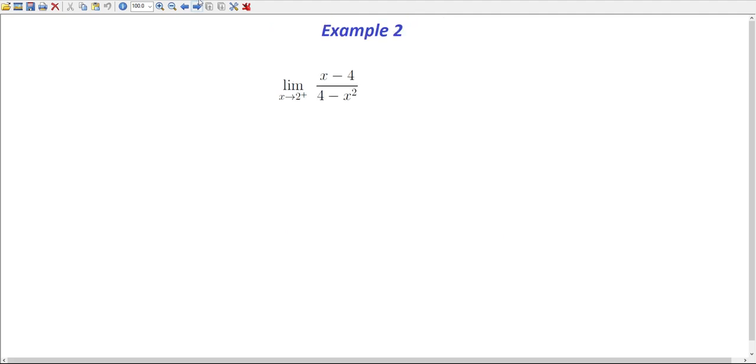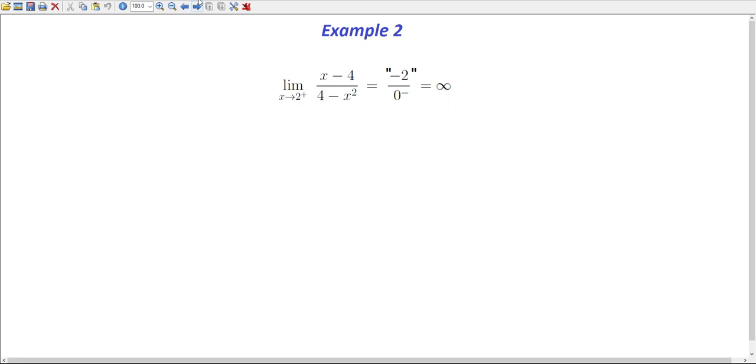Let's look at a second problem. The limit as x goes to 2 plus of x minus 4 over 4 minus x squared. We do the same sort of analysis. Notice that the top looks like minus 2. 2 minus 4 is minus 2. The bottom looks like 0. But again, because x is slightly bigger than 2, x squared is slightly bigger than 4, and 4 minus something slightly bigger than 4 is negative. So we've got minus 2 over 0 minus, and that limit is thus plus infinity.